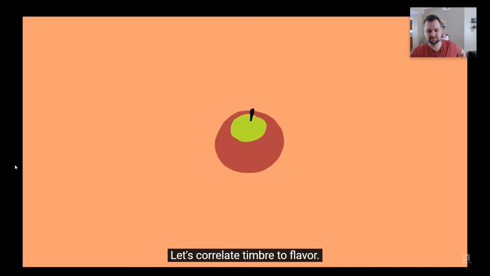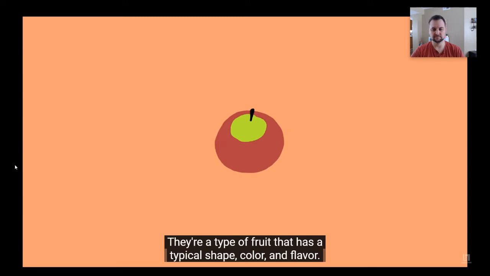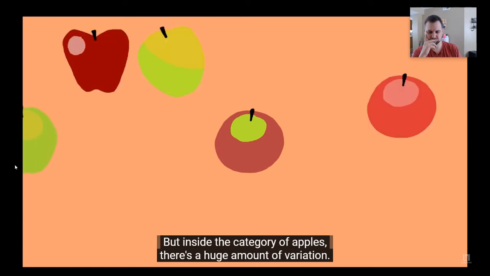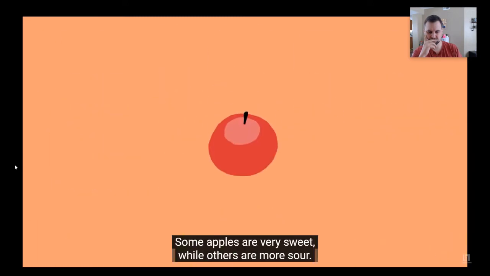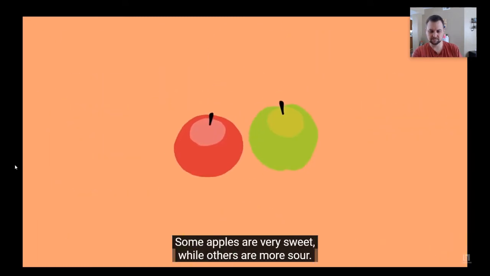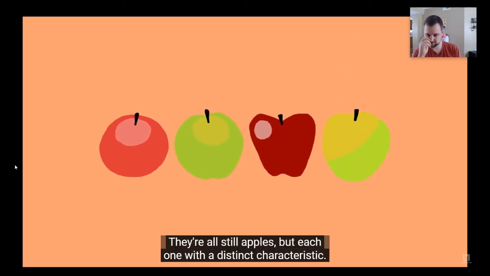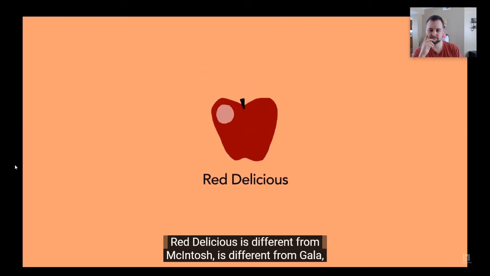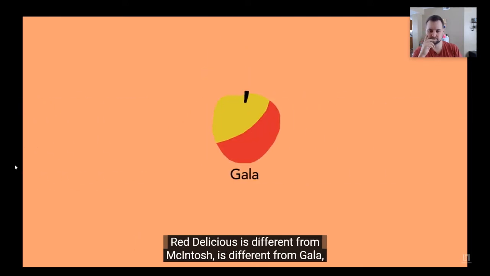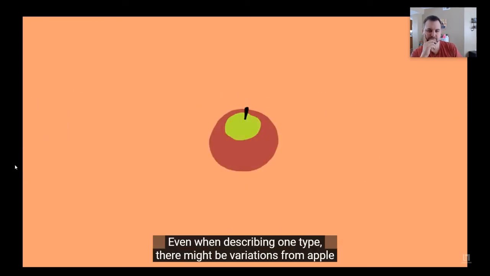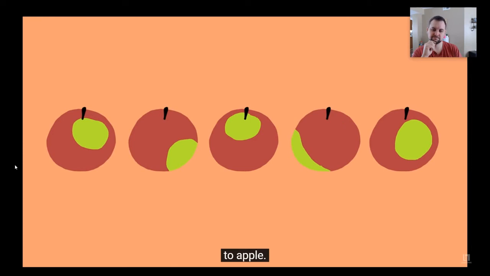Timbre to flavor. Think of apples. They're a type of fruit that has a typical shape, color, and flavor. But inside the category of apples, there's a huge amount of variation. Some apples are very sweet, while others are more sour. Some are red, while others are green. They're all still apples, but each one with a distinct characteristic. Red Delicious is different from Macintosh, is different from Gala, is different from Honeycrisp. Even when describing one type, there might be variations from apple to apple.